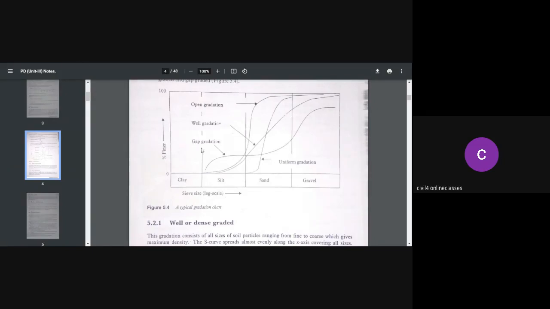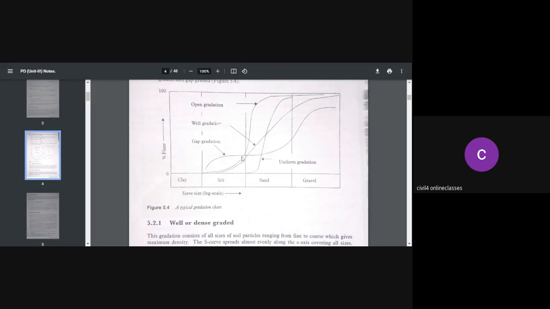We call it as well graded. Gap graded means it will be missing some soils which are of some particular sizes. So here in the curve you can observe in the starting you will be having different sizes of soils, and later from this point onwards, from the arrow point onwards to here, there is almost a straight line.